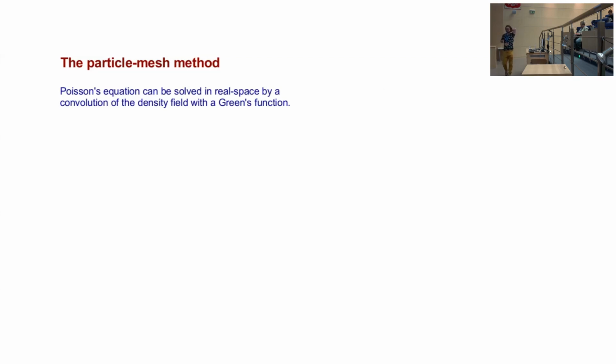Gravity is described by the Poisson equation, and the Poisson equation can be solved in real space using the convolution of the density field with the Green's functions. If you remember from your calculus course, if you have it, the Green's functions are so-called response functions for the differential equations, and the Green's functions for the Poisson equation are well known. Basically, the real space gravitational potential is the convolution of rho, the density, and the Green's function that takes as argument just the positions of the particle in the box.